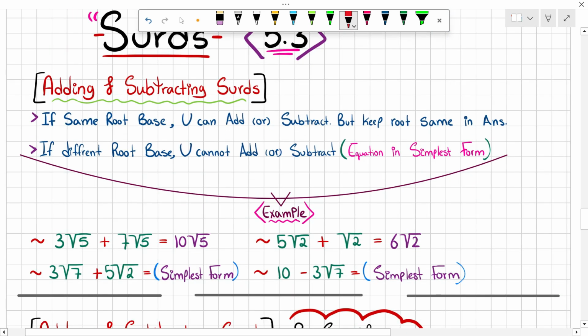To add and subtract surds, it's very simple. If you have the same root base, you can add or subtract, but you keep the root the same in the answer. If you have a different root base, that means it is already in the simplest form. For example, 3 root 5 plus 7 root 5, here 3 plus 7 is 10, and keep the base the same in the answer. 3 root 7 and 5 root 2, the bases are not the same. This means that the surds are in simplest form.